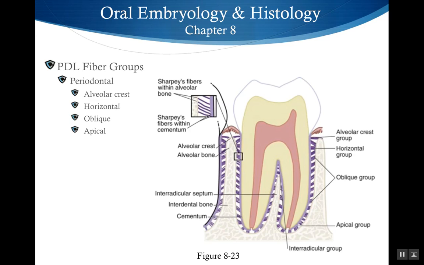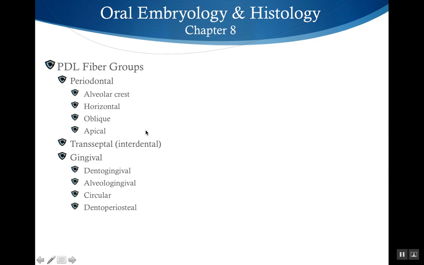Okay, the second set of fibers is the transeptal or interdental fibers. Okay, and those support the tooth in relation to adjacent teeth, and they also support the interproximal gingiva. The interproximal gingiva is the gum tissue that is in between the teeth. We call this area interproximal, in between 2 teeth.